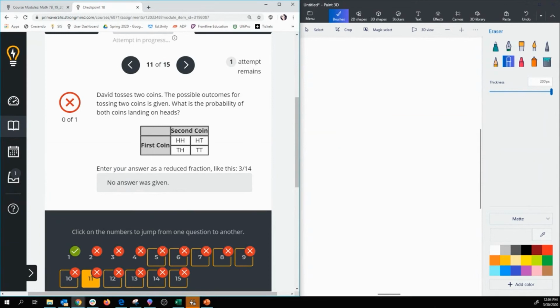So David is tossing these 2 coins, and these are all the different outcomes that we could have. We could either have heads, heads, heads, tails, tails, heads, or tails, tails. We want to know what is the probability of both coins landing on heads. So knowing what we've been doing to solve problems like this in this checkpoint, what do you guys think is the probability of both coins landing on heads?